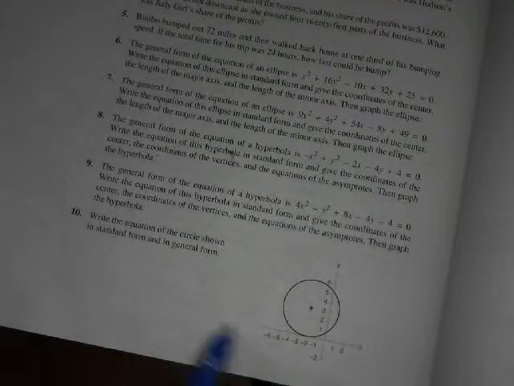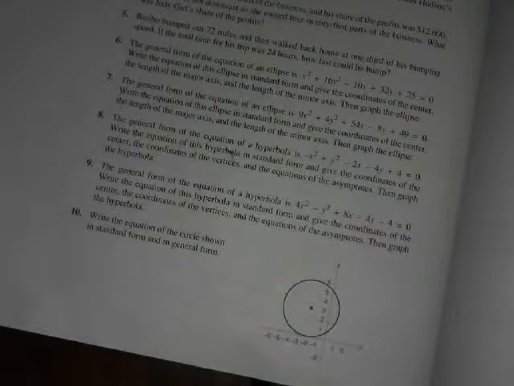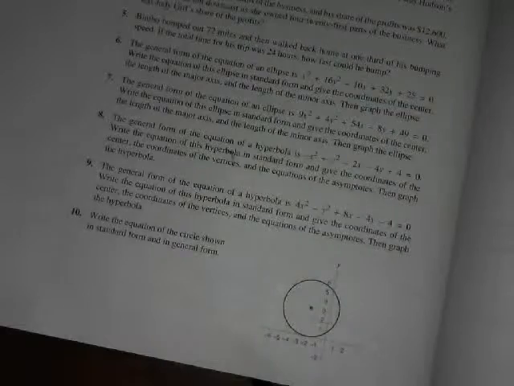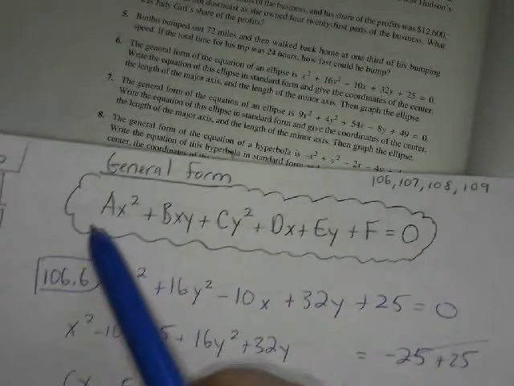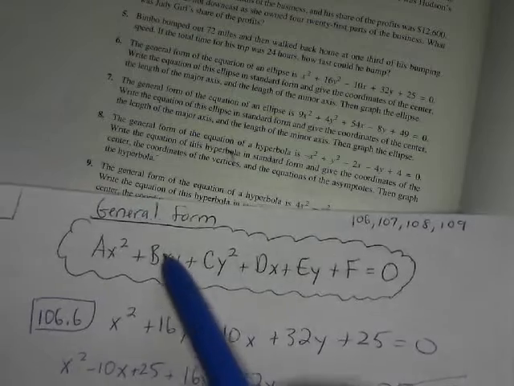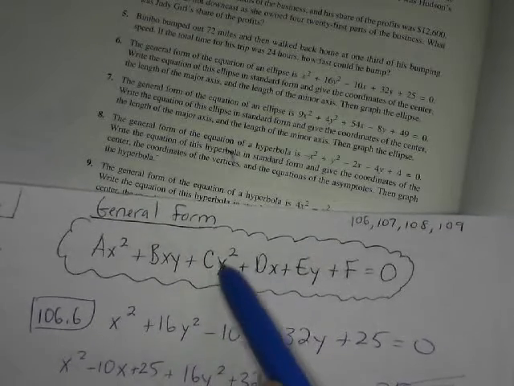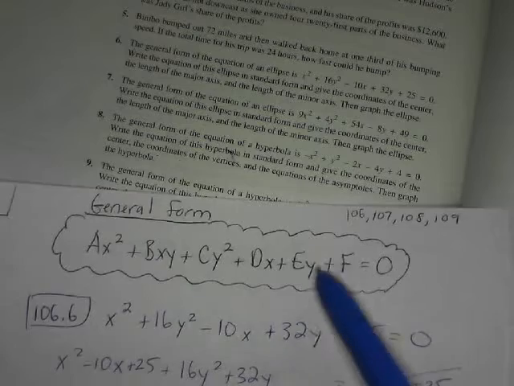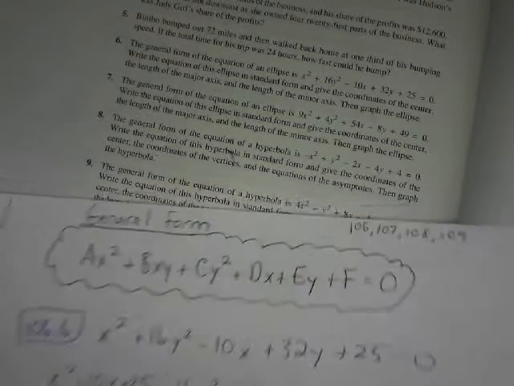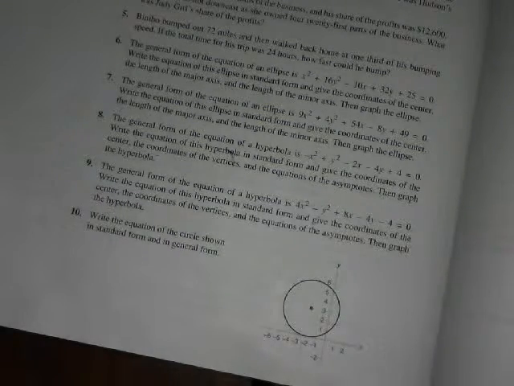This is lesson 106, number 10. It says write the equation of the circle shown in standard form and in general form. Standard form is the nice form that we like, that makes it easy to graph, and general form is the one where it goes ax squared plus, usually there's no b, cy squared, dx and ey, and there's a constant. So we have to do both forms.